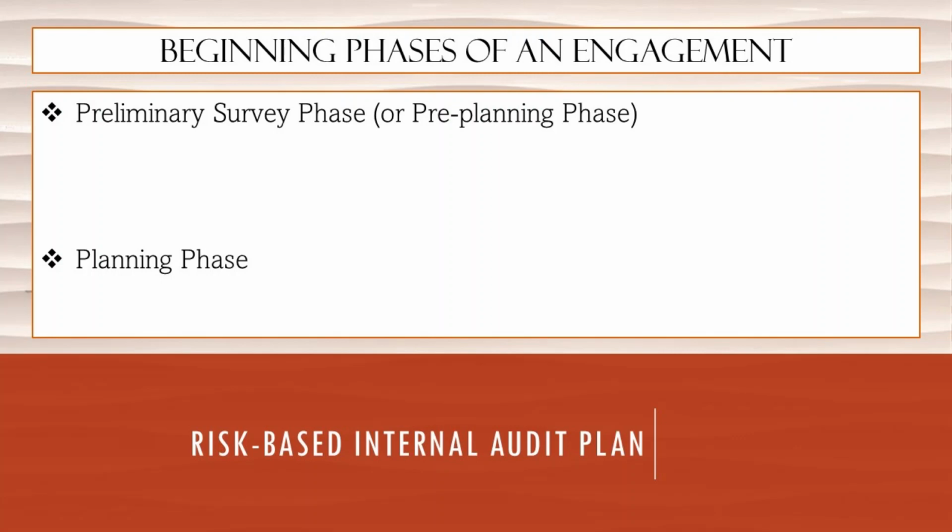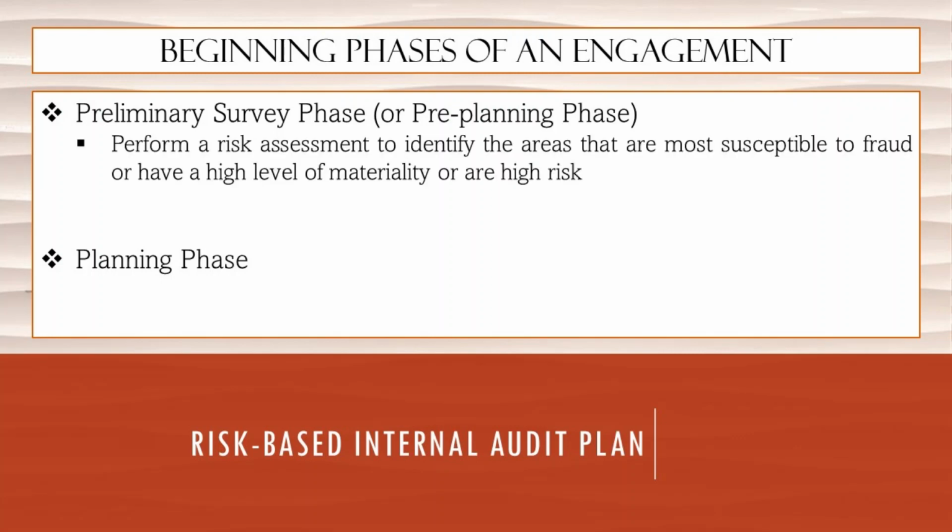Each audit should have a preliminary phase, a preliminary survey phase, or what is also called a pre-planning phase. Then there is the planning phase. These are the first phases of an audit. So in the preliminary survey phase, or the pre-planning phase, you may perform a risk assessment to identify the areas in the business or within the financial statements that are most susceptible to fraud or have a high level of materiality or are simply high risk.